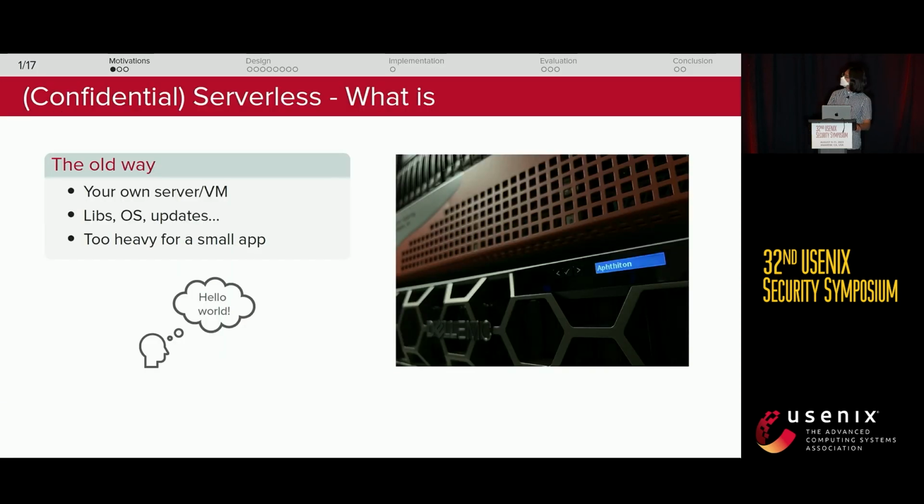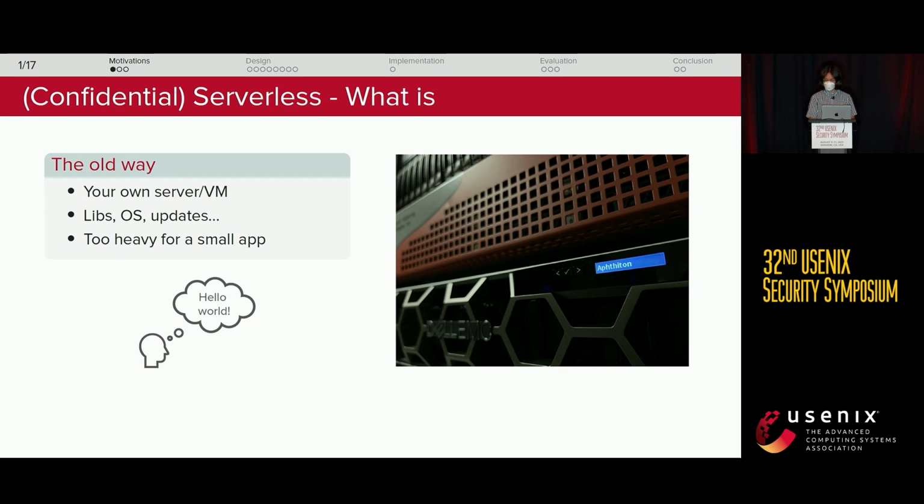Before we dig into the detail of reusable enclaves, I'm going to first introduce some background and motivation of the project. And the very first question is, what is serverless? In the traditional way of running an application, you got to own your own computer, or a server or VM, you install your OS, you manage the updates. And sometimes you just want to run an app that's similar to Hello World.